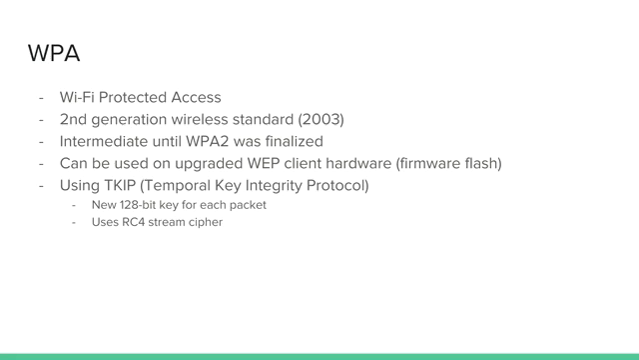WPA uses the temporal key integrity protocol, or TKIP for short, for its encryption. This creates a new 128-bit key for every packet that's sent out. It is also based on an RC4 stream cipher.